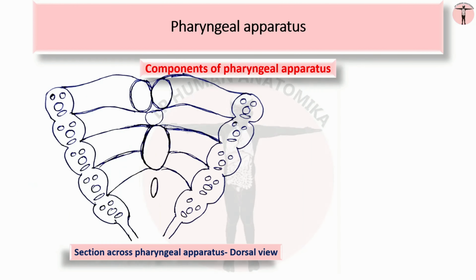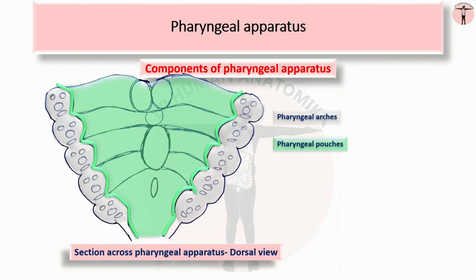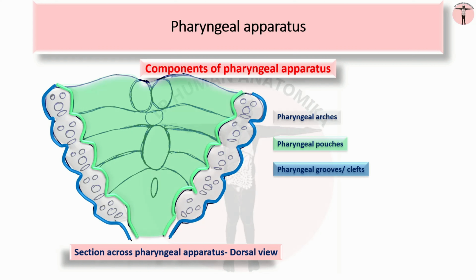The most distinctive feature in the development of the head and neck is the presence of the pharyngeal apparatus. The old term for these structures is branchial apparatus because they somewhat resemble the gills or branchia of a fish. The pharyngeal apparatus consists of the following: pharyngeal arches, pharyngeal pouches, pharyngeal grooves or clefts, and pharyngeal membranes. All these structures contribute to the development of the face and neck.